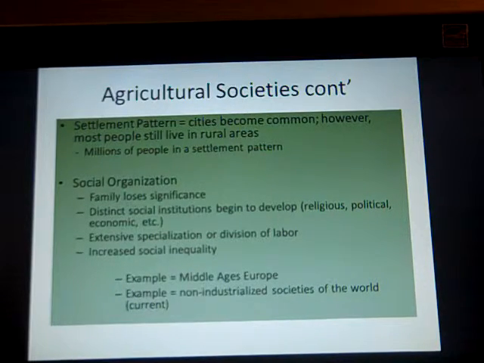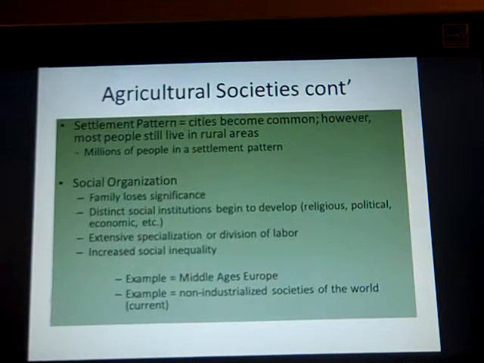The family starts to lose significance here. Because as population is growing, as population is being redistributed from the countryside to cities, people are moving away. They're not staying home working on the farm as much. They're working in cities, and we're going to start to see factories and industry come after this type of society. So people are not as connected to their families.